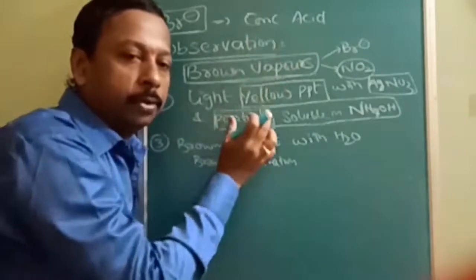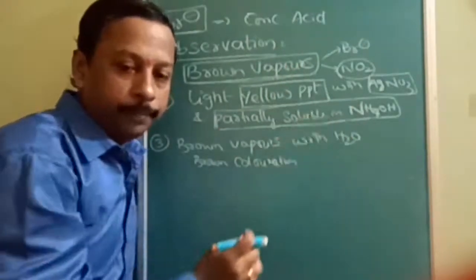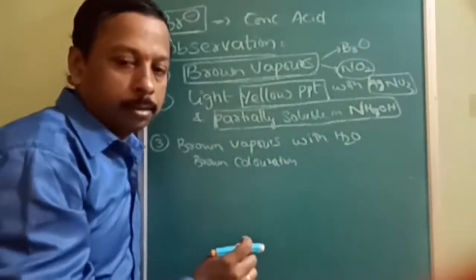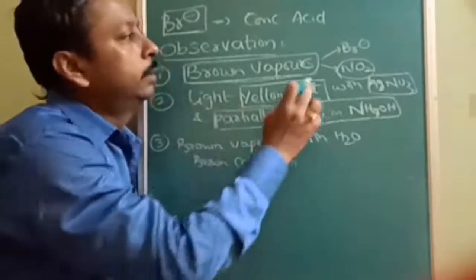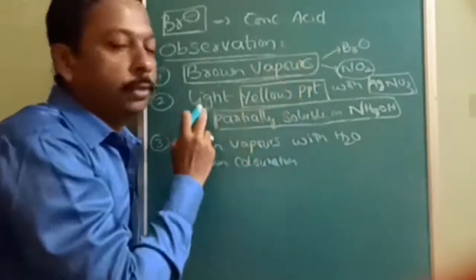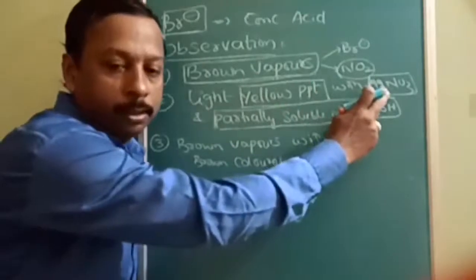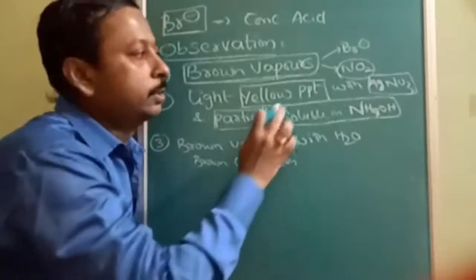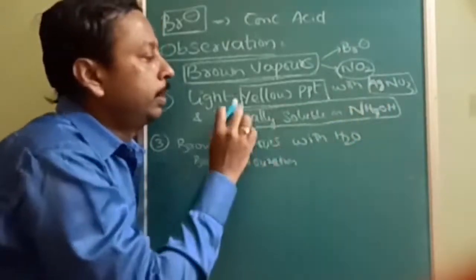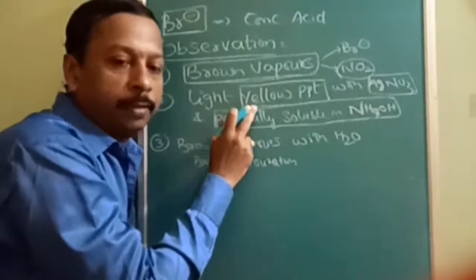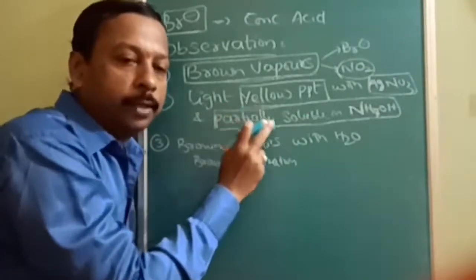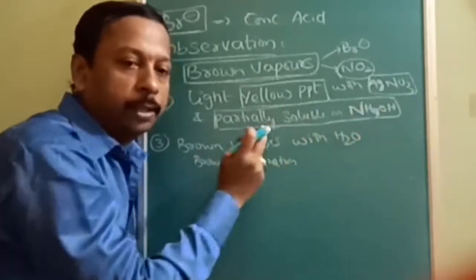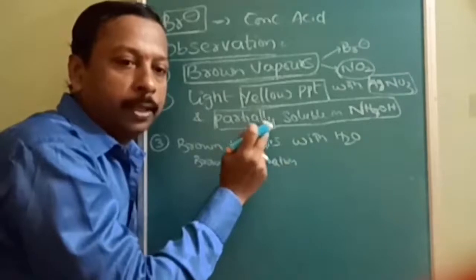Second, when the given salt is treated with AgNO3, it will give the light yellow precipitate. To differentiate between white and light yellow is difficult, so it is further confirmed by adding NH4OH. If it is partially soluble, that means it is bromine.